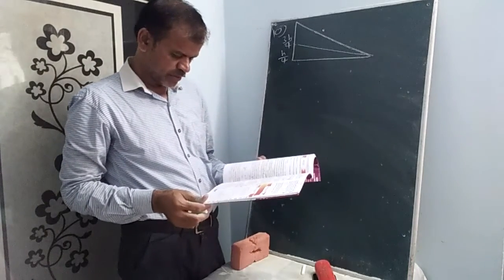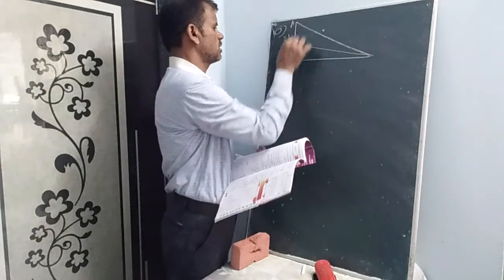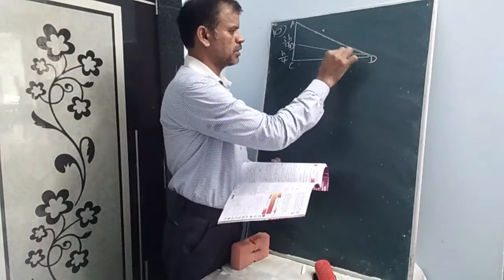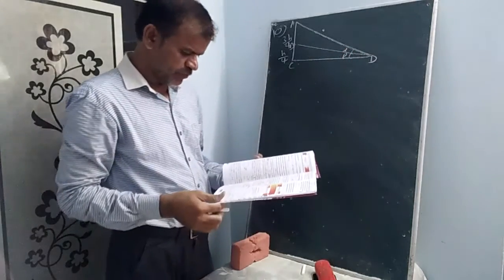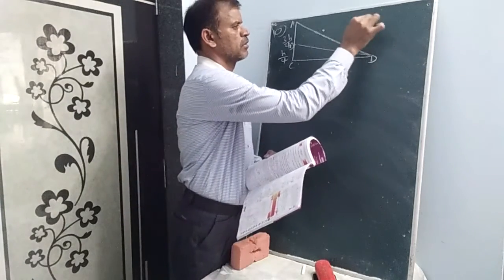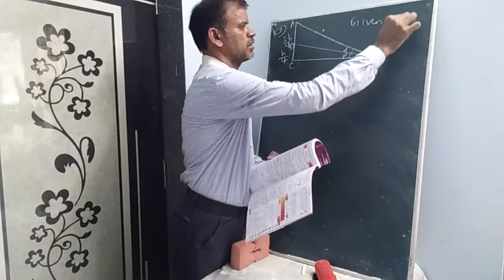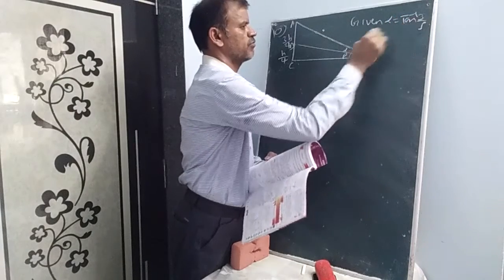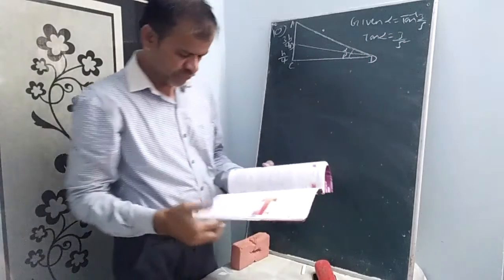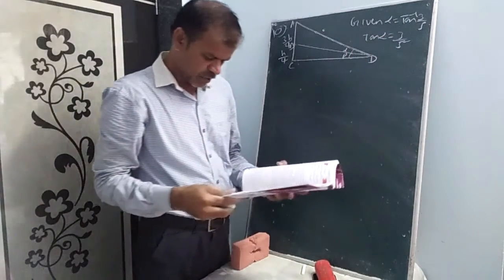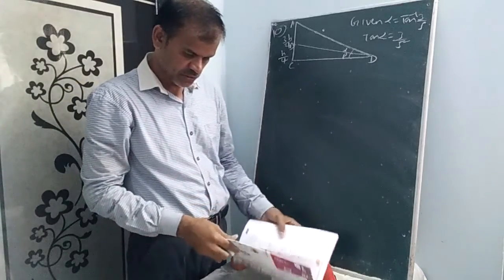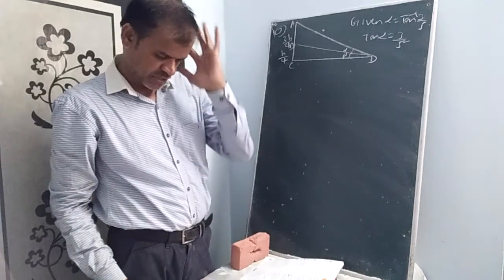What is he asking? Let us put the names here A, B, C, D, and put alpha here and beta here. The upper 3/4 portion of the vertical pole subtends an angle tan inverse 3/5, which is given. First of all, let us write the data. Given alpha is equal to tan inverse 3/5, so tan alpha equals 3/5. Now he is asking for the tangent of the angle subtended by the pole at the same point, so tan beta we need to calculate.